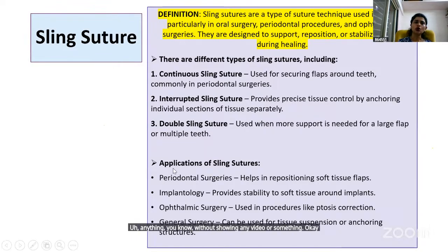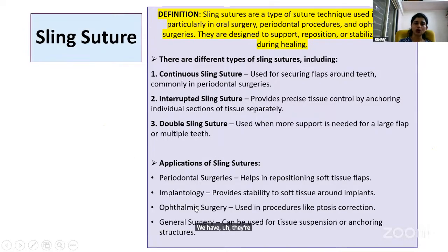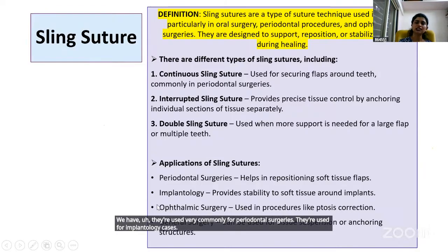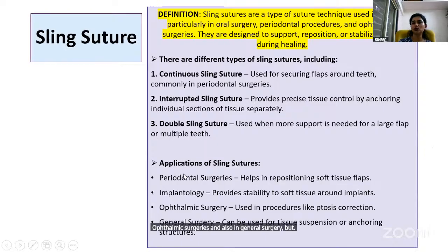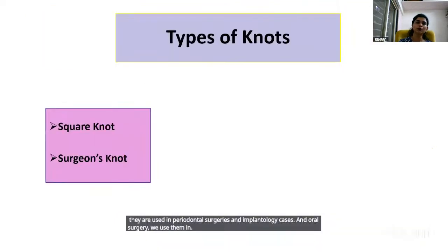Coming to the applications of the sling sutures directly, they're used very commonly for periodontal surgeries, they're used for implantology cases, ophthalmic surgeries, and also in general surgery. But related to dentistry, they're used in periodontal surgeries and implantology cases. In oral surgery, we use them in implants very commonly.